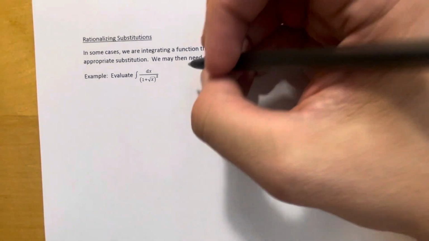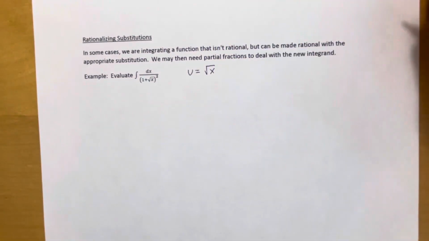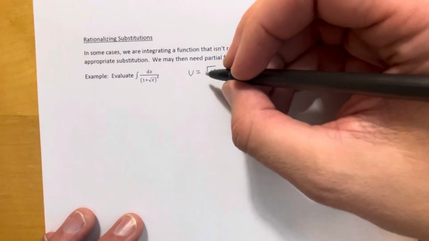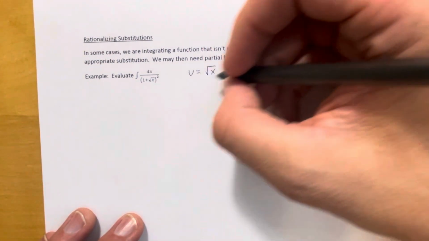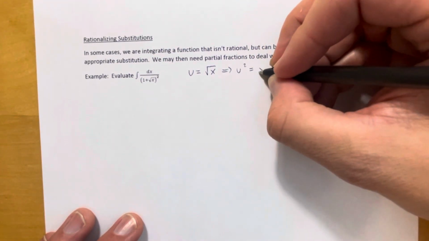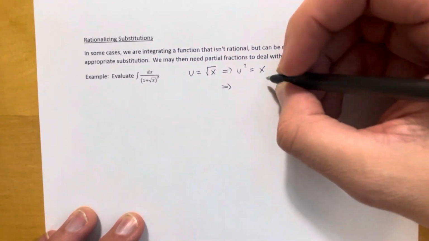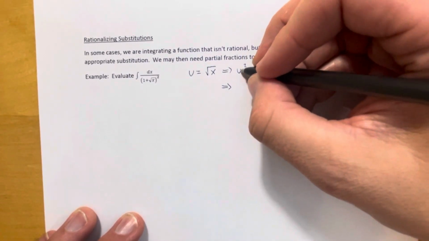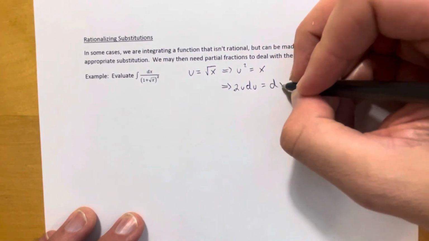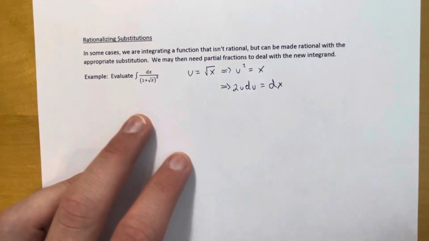So the u substitution I'm going to make is this. I'm going to say let u equal the square root of x, because I see a square root of x showing up in there. Now, if I were to square both sides of that, I would get u squared equals x. Finding my differentials, take a derivative of both sides, I get 2u du on the left and dx on the right. So this is going to give me some substitutions to make.